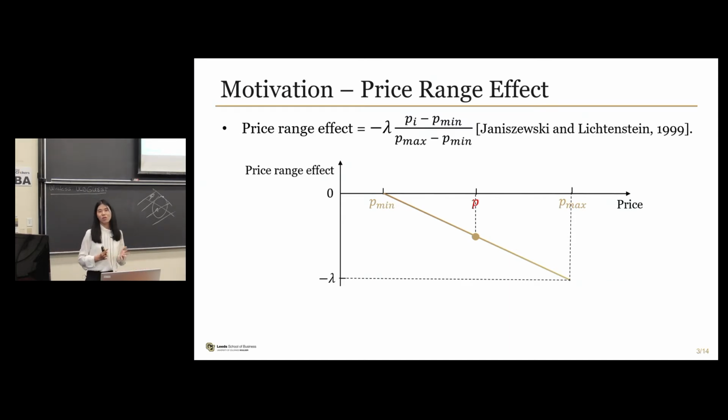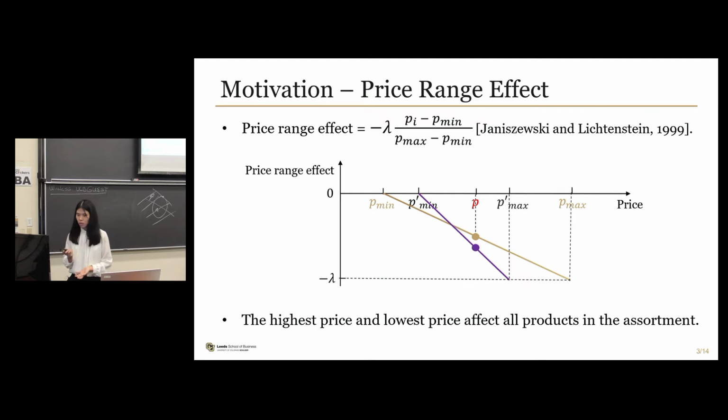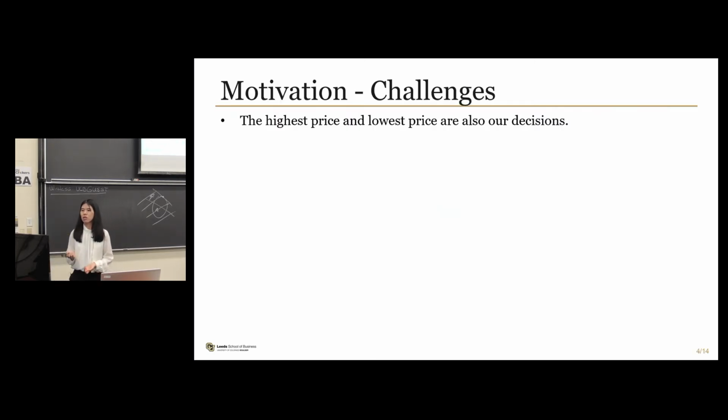But because we consider assortment and price optimization, typically the highest price and the lowest price in the assortment can be changed. If we change the highest price and the lowest price, we can see that even at the same point P, its corresponding price range effect also changes. That means the highest price and the lowest price can affect all products in the assortment. So this property introduced some challenges in our project.